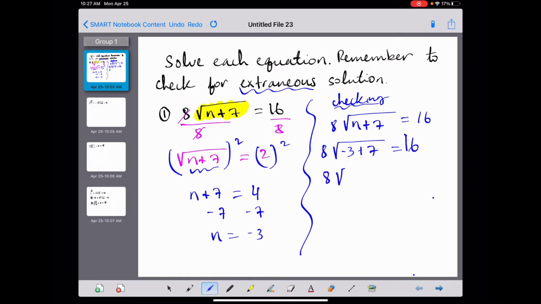So 8 times the square root of -3 plus 7, which is 4. The square root of 4 is 2. So 16 does equal 16. So our answer is okay. Okay? Moving on to number 2.